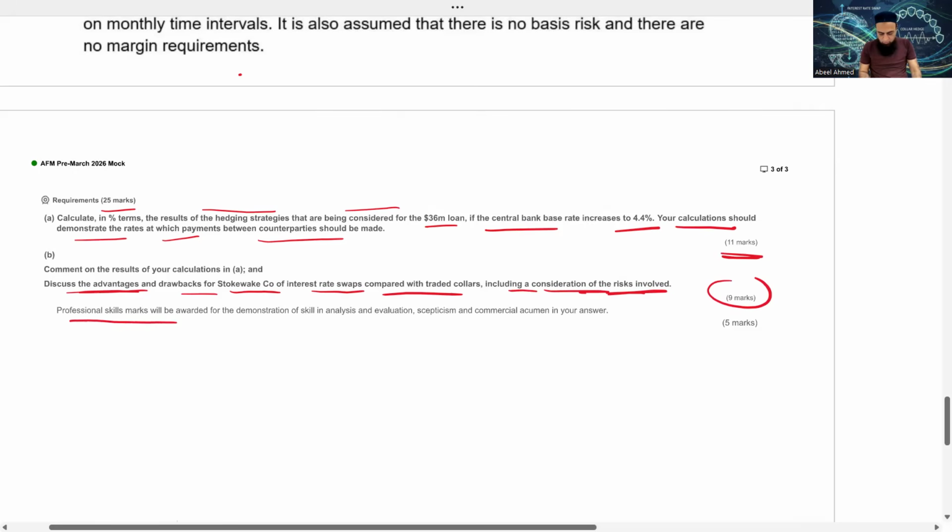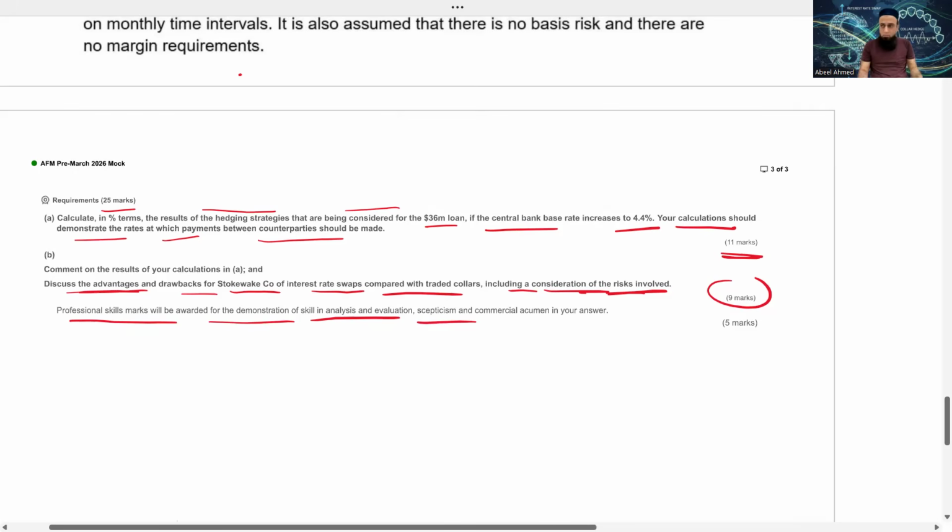Professional skill marks will be awarded for demonstrating the skill in analysis and evaluation. Students, I think I've said many times in our regular classes as well, the way you are solving the question, markers, by looking at your answer, should get the impression that you know what you have done. You know the data very well. That is analysis and evaluation.